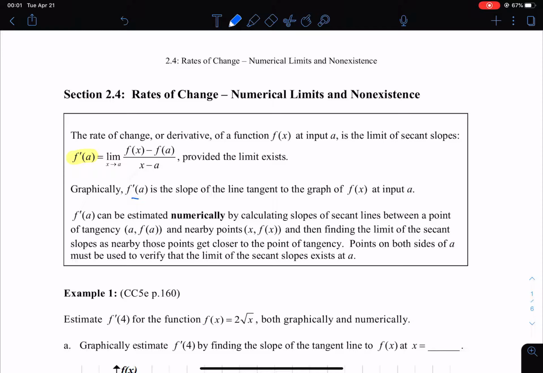Graphically, f prime of a is the slope of the tangent line to the graph of f of x at input a. So in this section, you can see several examples about how we can estimate f prime of a by using numerical methods.